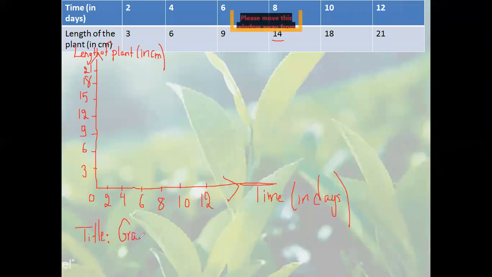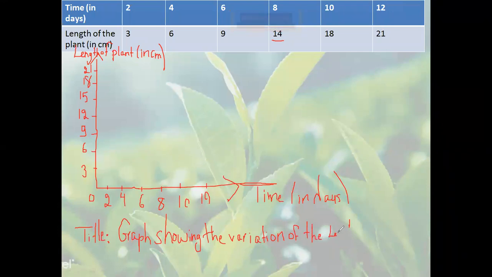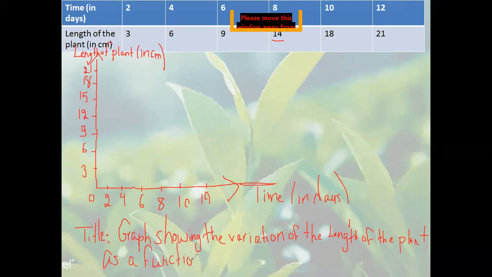Title, graph, showing, always show, graph showing the variation. Always the title will be like this. Graph showing the variation of what? Of the one that is on the y-axis. Where is the y-axis? The vertical one. So the variation of the length of the plant as a function of the x-axis. Which one on the x-axis? Time in days. As a function of time in days. There, I forgot to put in centimeter. Length of the plant in centimeter as a function of time in days.